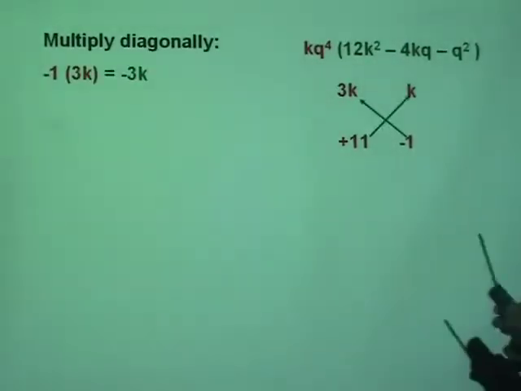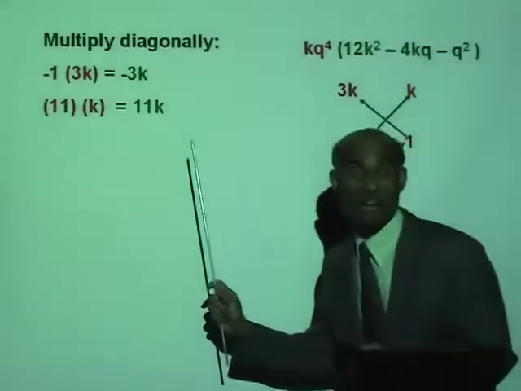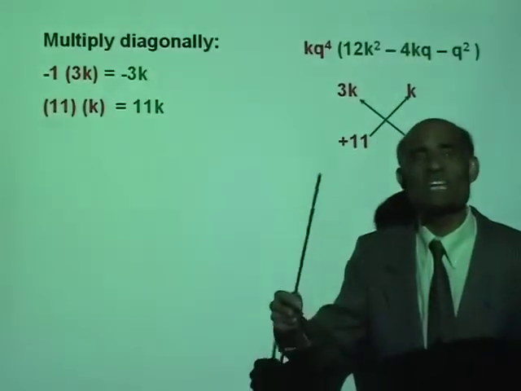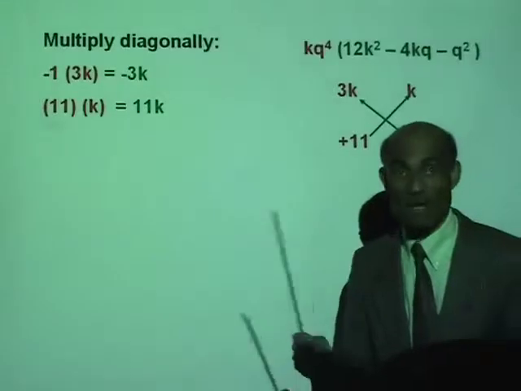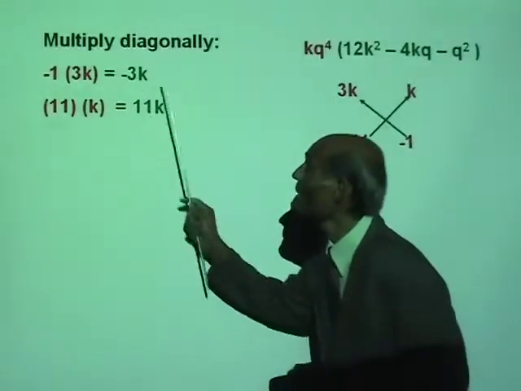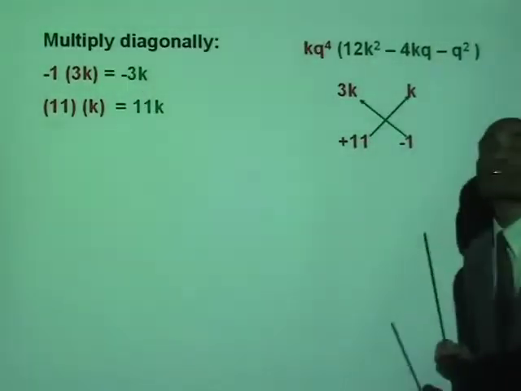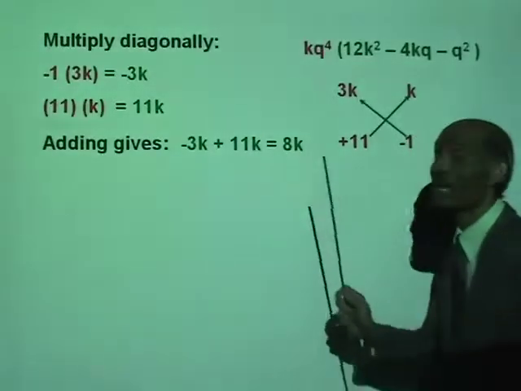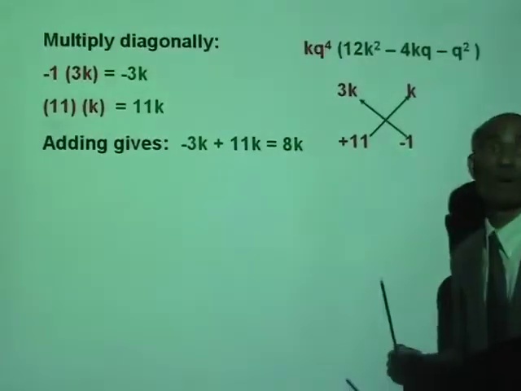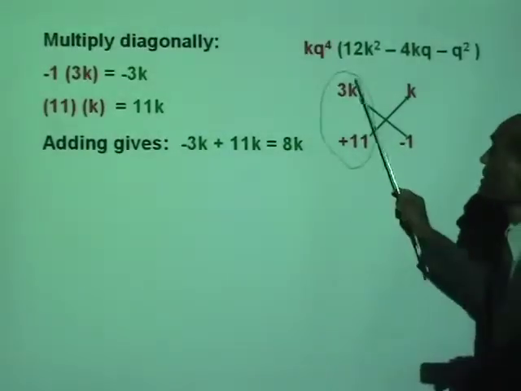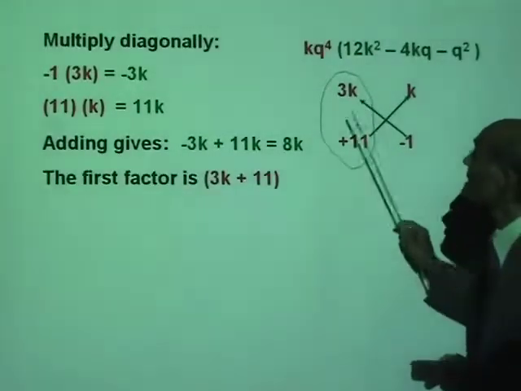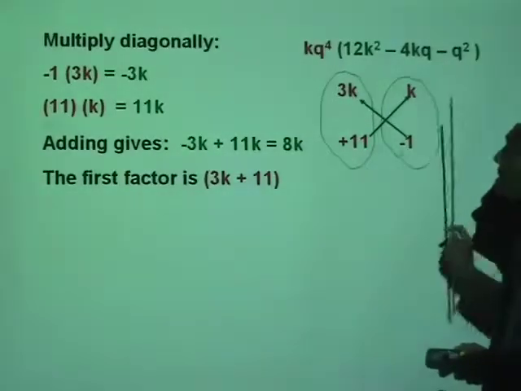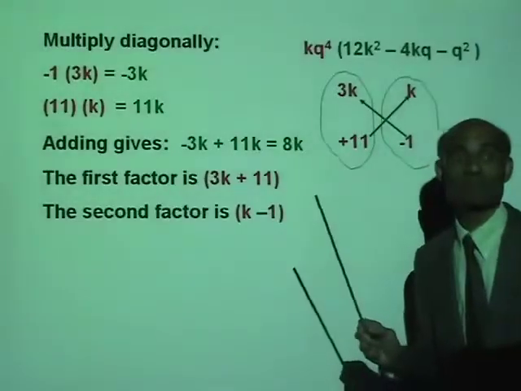Now, you remember I started giving you the clue 11 minus 3 equal to 8? Well, this is the clue. 11k minus 3k equal to 8k. So adding gives me 8k, which is the middle term of our trinomial. So the first factor is 3k plus 11. And the second factor is k minus 11.